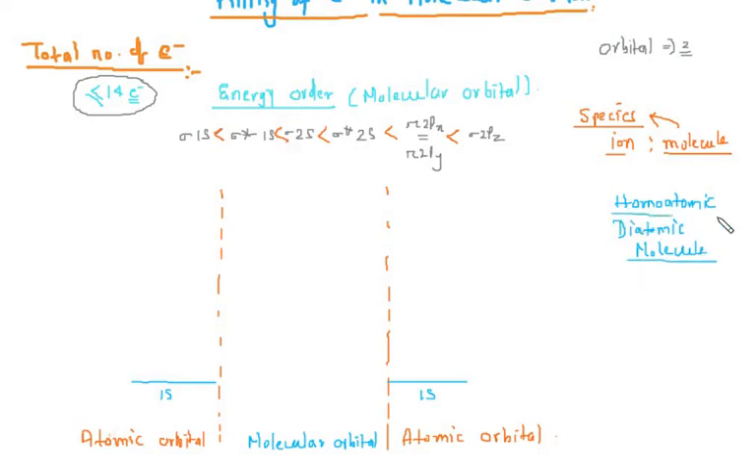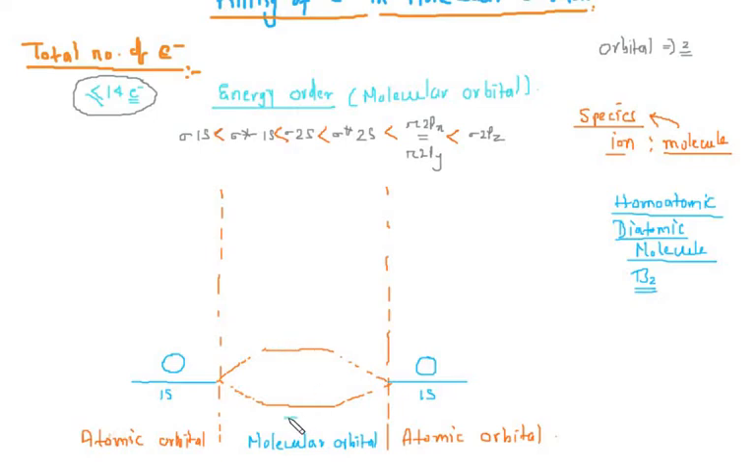Okay, for example, if you're talking about B2, then both the atoms are of boron. So this is one of the orbital 1s of one atom, and this is of the other atom, and it can be represented in this way. Now these two orbitals will undergo combination to form the molecular orbital, and out of those, one will be bonding and the other one will be anti-bonding. So the one which is higher in energy is called anti-bonding molecular orbital, and the one which is lower in energy is called bonding molecular orbital.